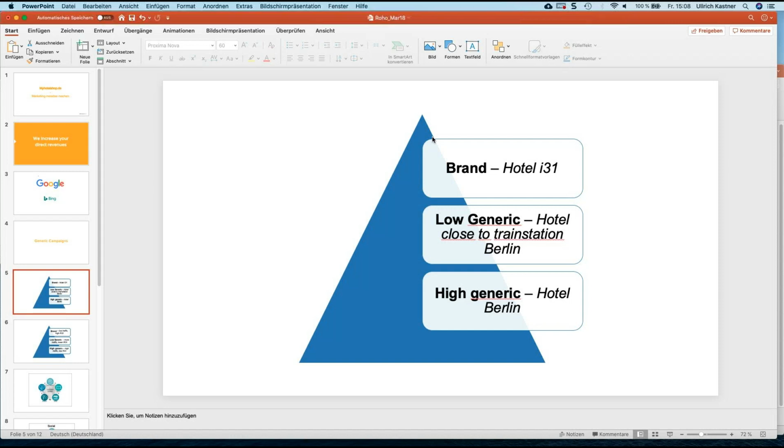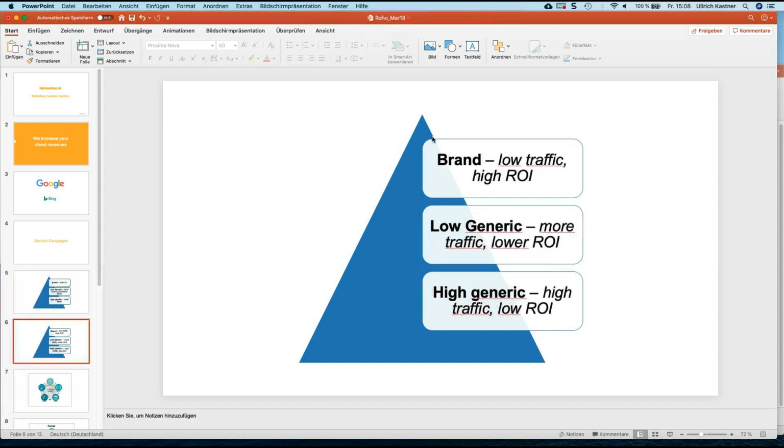That's very broad, and basically delivers a few thousand hotels to your selection. Logically, it's quite obvious that low generic terms have less traffic than high generic terms, but more traffic than your brand terms. So it's more traffic, but usually the ROIs are lower. Why? Because people are still in the decision-making process. They might just be in the research process.